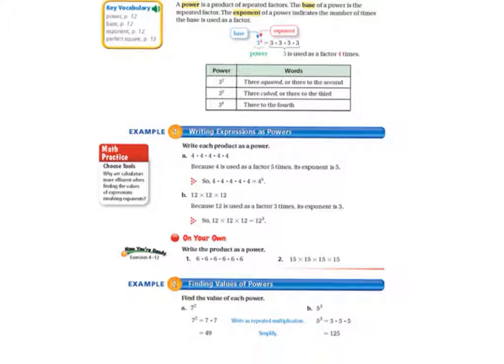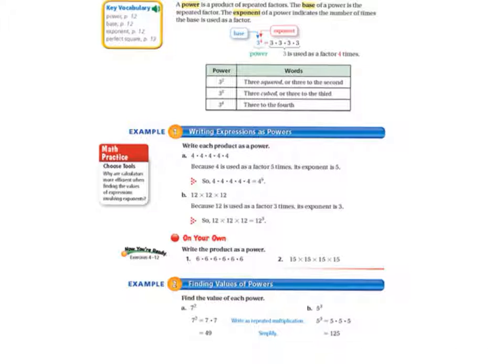Today we're working on page 12 in our textbook, so you'll need to be sure and take careful notes in your math notebook. You've already written down today's vocabulary and definitions in your math notebook, but let's review. A power is a product of repeated factors. The base of a power is the repeated factor. The exponent of a power indicates the number of times the base is used as a factor.